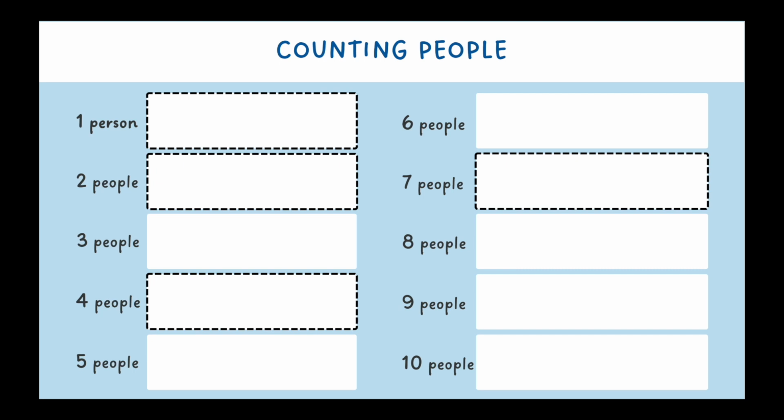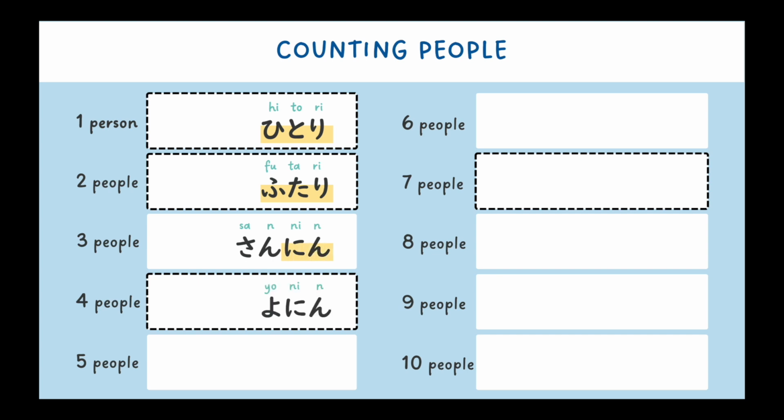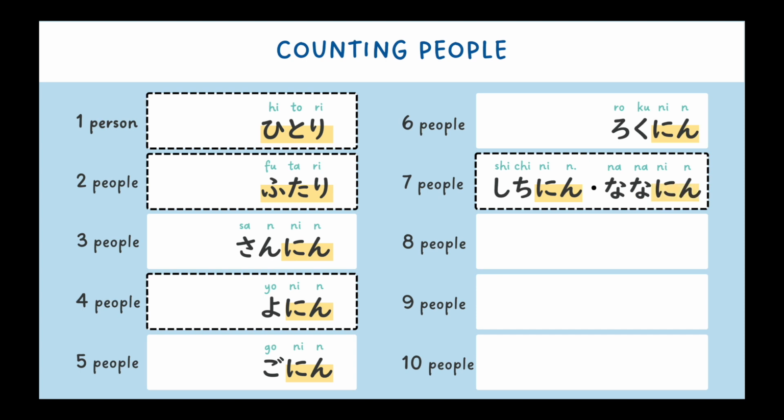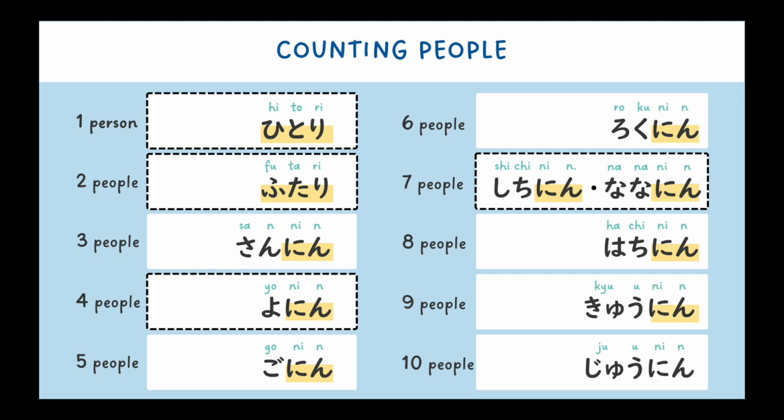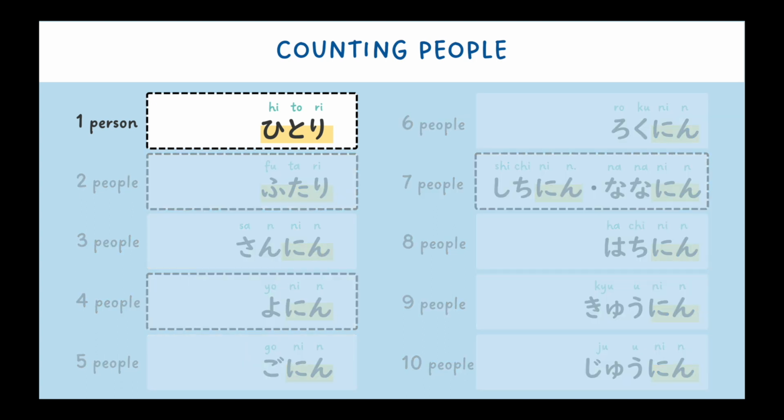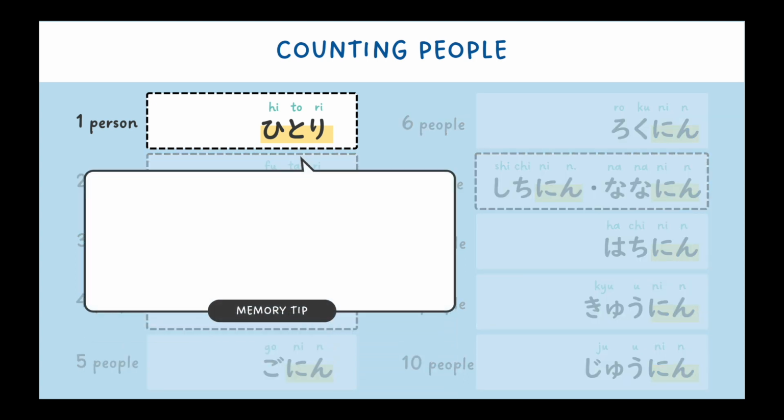One person is 1人, 2 people is 2人, 3 people is 3人, 4 people is 4人, 5 people is 5人, 6 people is 6人, 7 people is 7人 or 7人, 8 people is 8人, 9 people is 9人, 10 people is 10人. Now here's a quick memory tip for 1人.